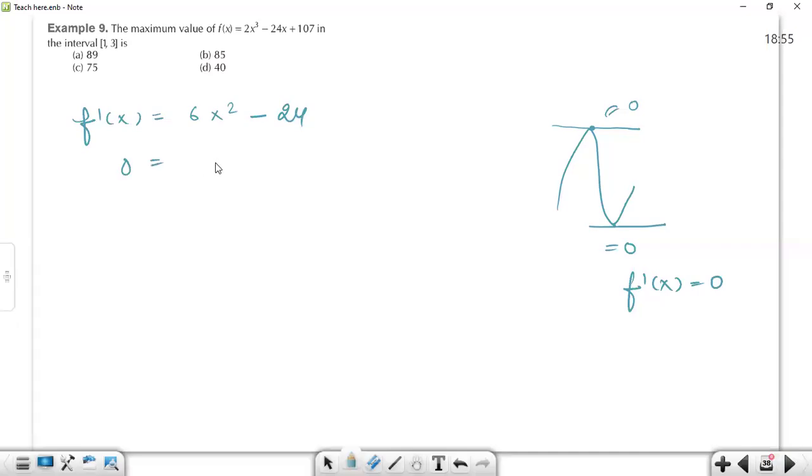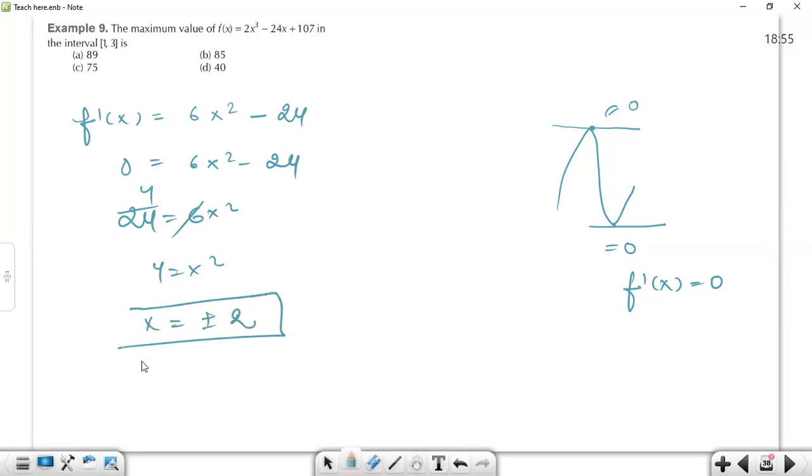Equating this to 0: 6x square minus 24 equals 0, so 24 by 6 gives 4, equals x square. Basically x comes out to be plus minus 2. Is this clear to you? Now x is given in the interval, so we cannot take minus 2's value. So x is just plus 2.